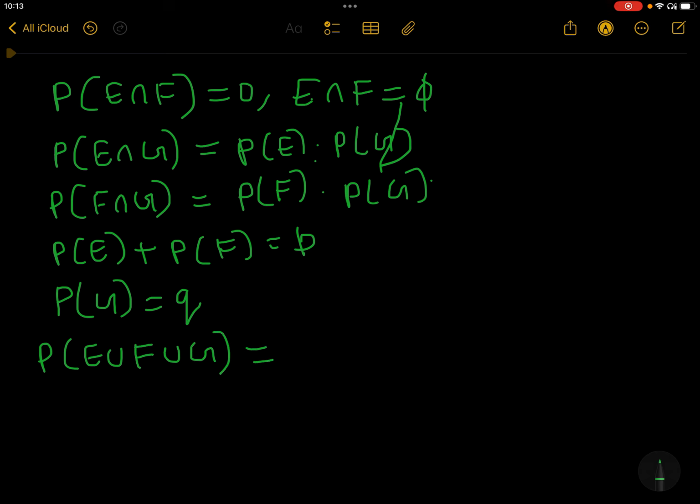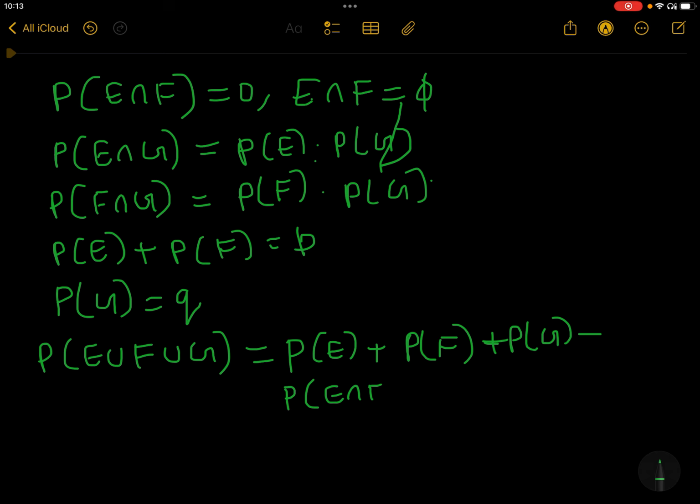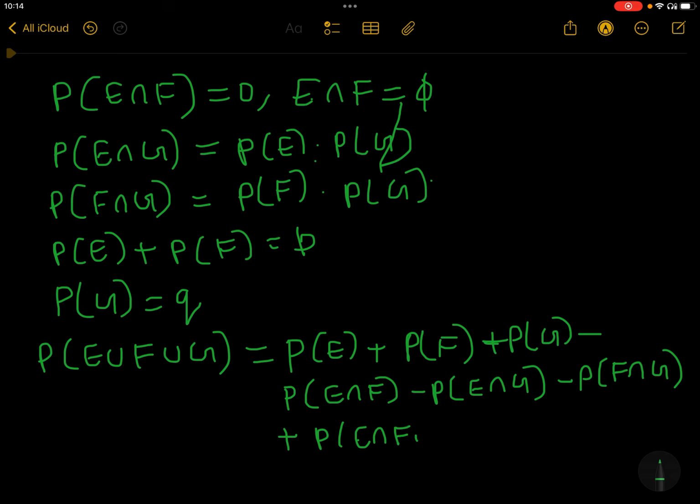We know the addition theorem of three events. P of E union F union G is P of E plus P of F plus P of G minus P of E intersection F minus P of E intersection G minus P of F intersection G plus P of E intersection F intersection G. Here given P of E plus P of F is P.